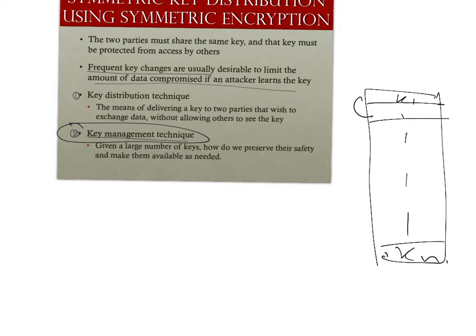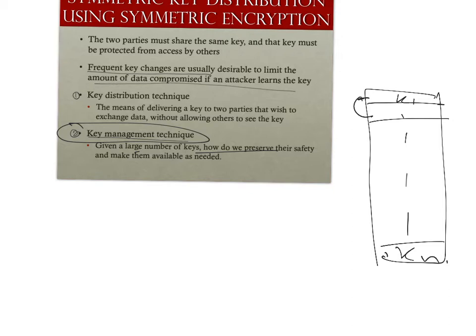So key management here: given a large number of keys, how do we preserve their safety? Okay? Because if I give you a key that has a correlation with the previous key, then cryptanalysis can be done. Once the cryptanalysis is done on one, they can guess the other keys easily, right? We don't want to run into this. So key management here talks about the correlation between the keys and how and when we trigger the process of changing or replacing a key.